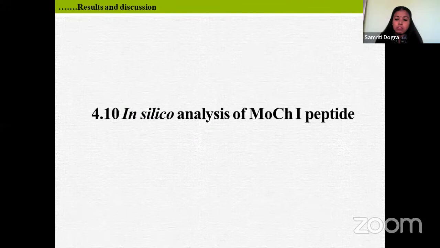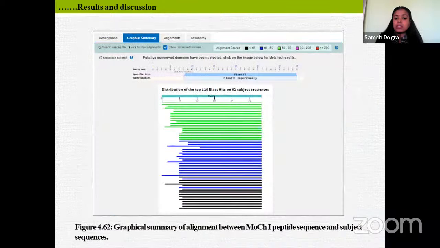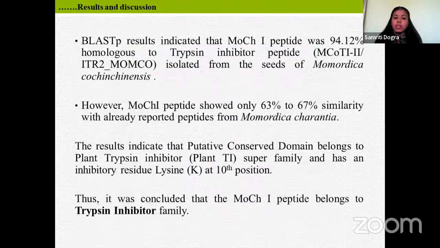For in silico analysis of the MOCH1 peptide, we did a BLASTp. Many of you know about BLASTp. We did a BLASTp and got a sequence similarity, and from this we got to know that our peptide falls under the plant trypsin inhibitor superfamily category. BLASTp indicated that the MOCH1 peptide was 94.12% homologous to the trypsin inhibitor peptide isolated from Momordica cochinchinensis.